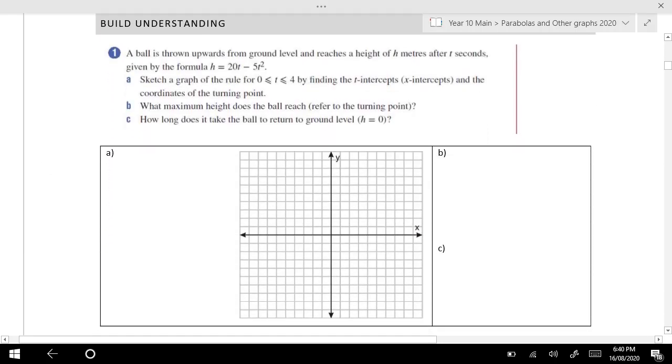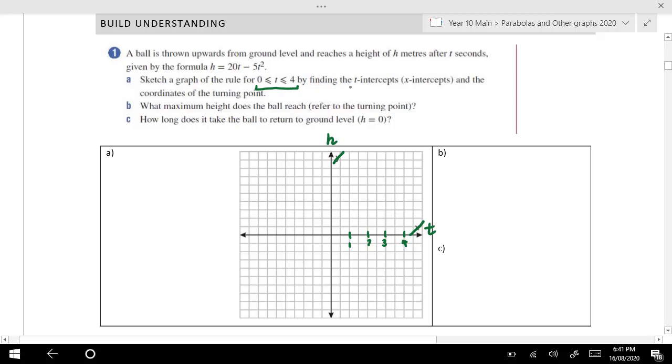It says here a ball is thrown upwards from ground level and reaches a height H meters. So let's change this to H, that would make sense. And where the x is, t seconds, let's change that from x to t. Given the formula, it's a sketch graph of the rule. This means that t is between 0 and 4. So let's go ahead. I'm going to go up by 2s. So that's 1, 2, 3, and 4. Let's go up in ones like that.